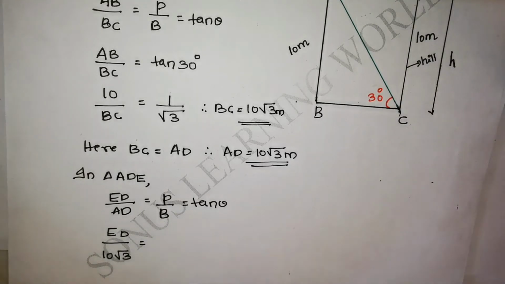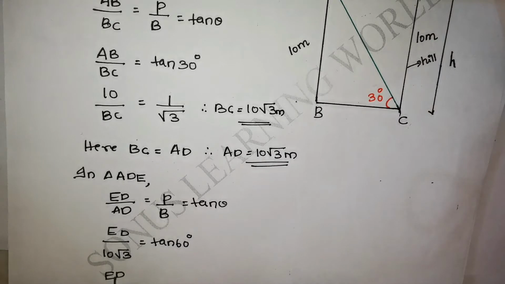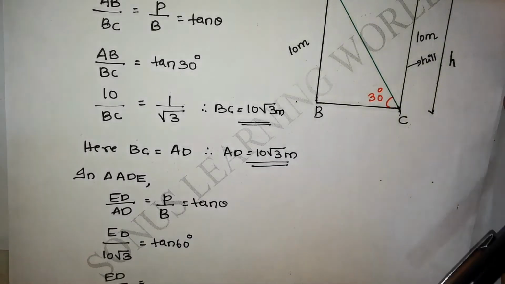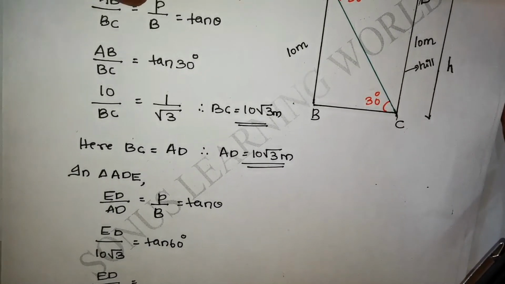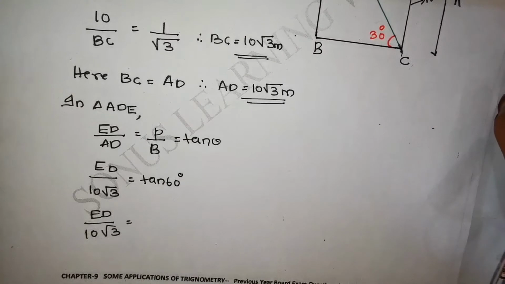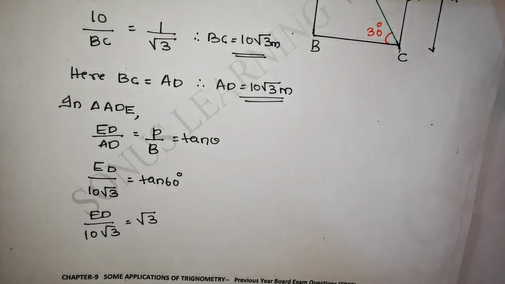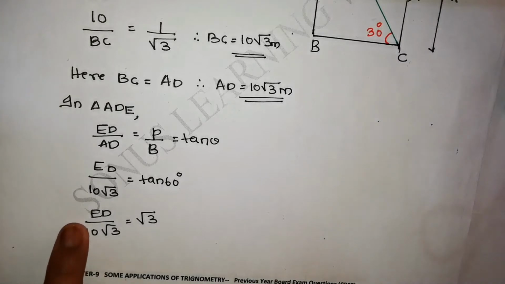Tan theta. Here the value of theta is 60 in the triangle. So, tan 60 degrees is ED by 10 root 3. What is the value of tan 60 degrees, students? Tan 60 degrees is equal to root 3. So, I can substitute root 3 here. Next is the cross multiplication part. So, what is ED?